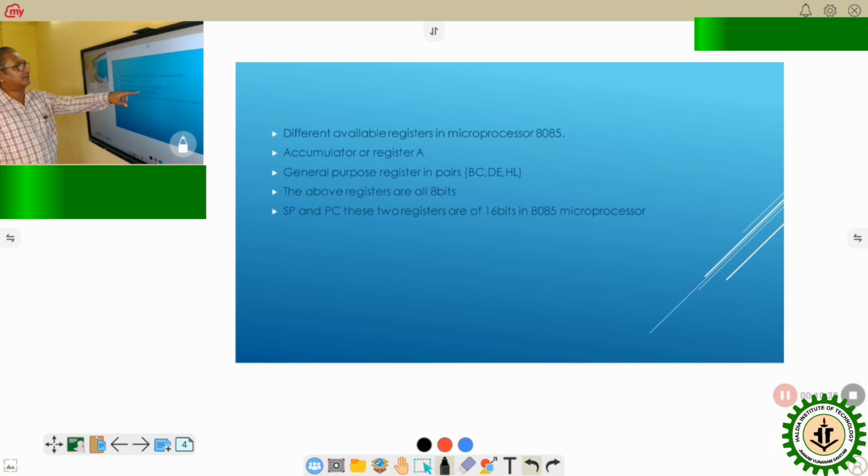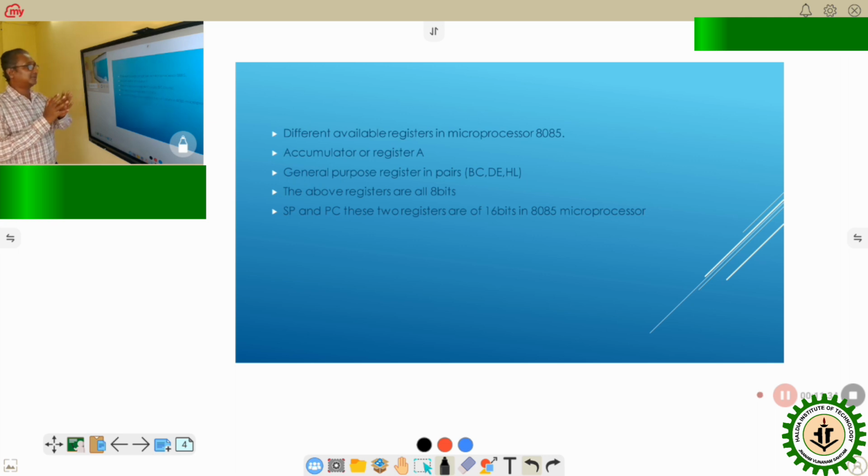The above registers are of 8 bits, meaning individually B register is 8 bit, C register is 8 bit, D register is 8 bit, E register is 8 bit, H register is 8 bit, L register is 8 bit individually. But if we consider them as a pair, that is the BC register, it will become a 16-bit register: B register 8 bit, C register 8 bit. So these pairs of registers we use for some 16-bit operations.